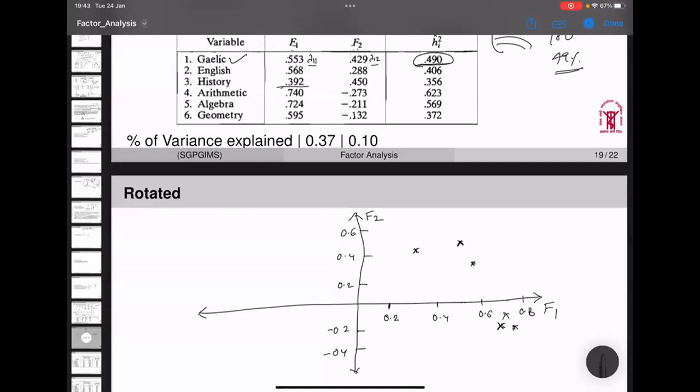So now you can see from this that these top three, Gaelic, English, and History, are very close to each other. And similarly, these three, Arithmetic, Algebra, and Geometry, are very close to each other. So obviously, these three will be because of factor F1, and these three will be because of factor F2. And what is this factor F1? Now, the expert has to say what this hidden factor is. So he will say that it is verbal ability.